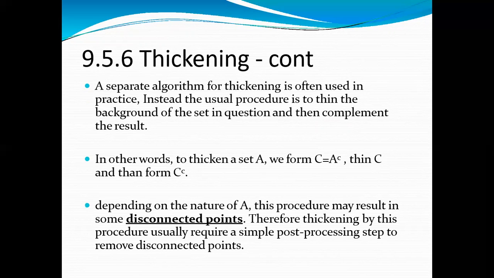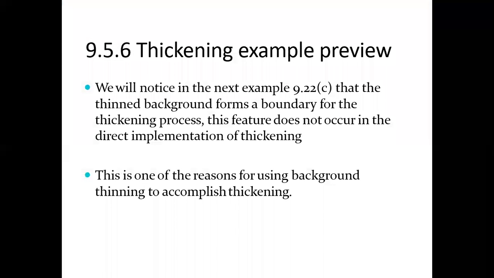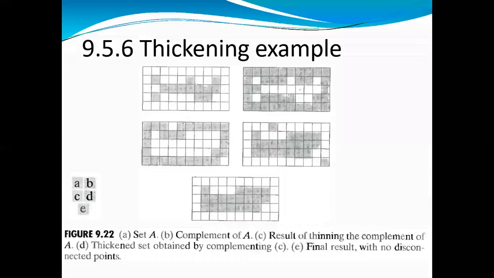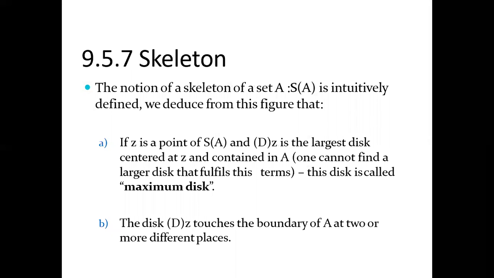Instead, the useful procedure is to thin the background of the set in question and then complement the result. In other words, to thicken a set A, we form C equal to A complement, then thin C, then form C complement. This is one of the reasons for using background thinning to accomplish thickening. Thickening examples.